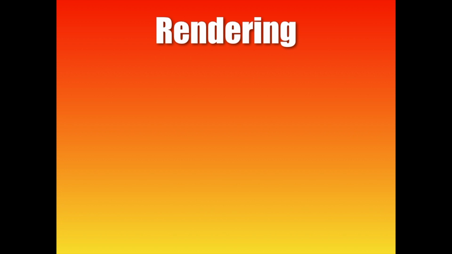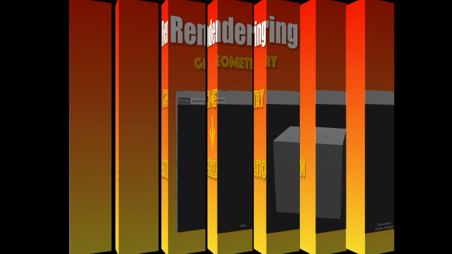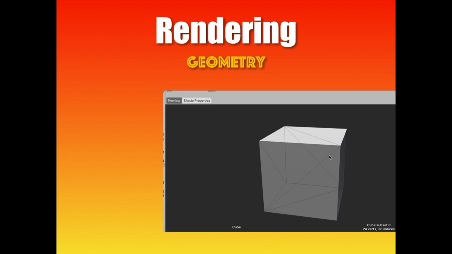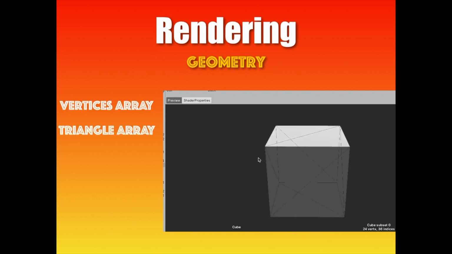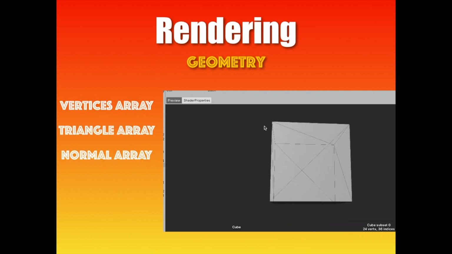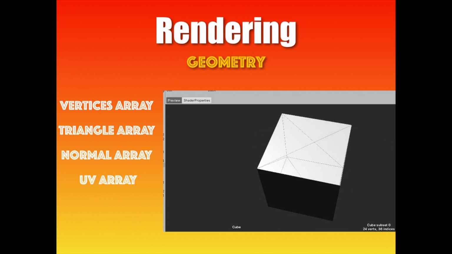We can understand rendering more when we divide it to two steps: geometry and rasterization. In the geometry step, we draw the mesh. A mesh is a collection of triangles. For Unity, a mesh is represented by a vertices array, a triangles array, a normal array, and a UV array for mapping a texture to the 3D model.